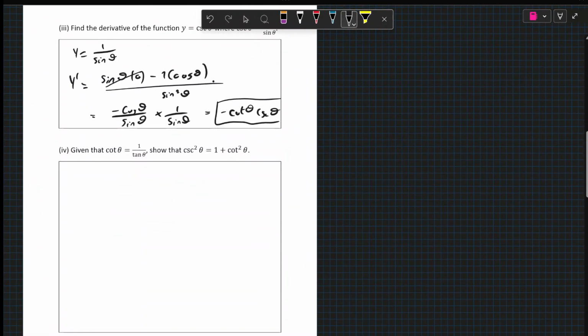Next, I don't know why I made this box bigger, but given that cot is 1 over tan, show that cosec squared is 1 plus cot squared. Well, we know that sine squared theta plus cosine squared theta equals 1. Now we want cosec, so we're going to be dividing by sine. So this gets 1 plus cos squared over sine squared, which we know is cot squared. And this is cosec squared theta, which is identical to cosec squared equals 1 plus cot squared.